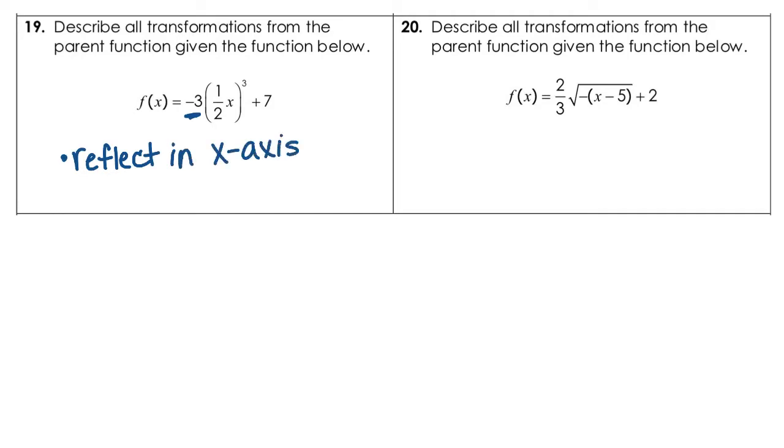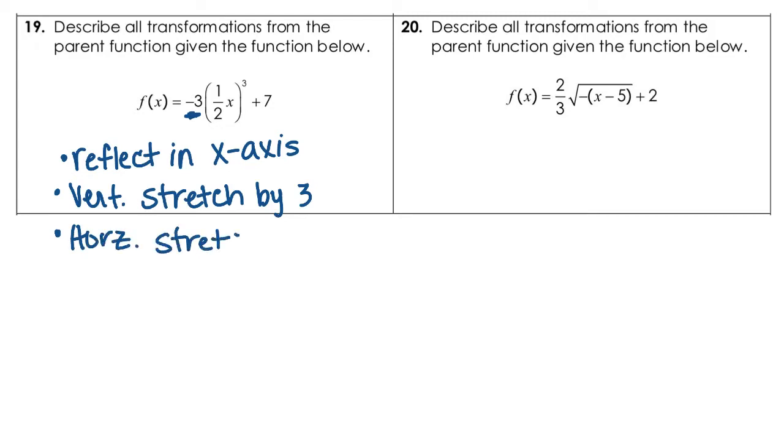Okay, and we also have a 3 on the outside, so we have a vertical stretch by 3. On the inside, we have a horizontal stretch. It is always the opposite of what you would think. So there's a horizontal stretch, and that's going to be by the reciprocal, so by 1/2. And then we're going to be moved up 7.